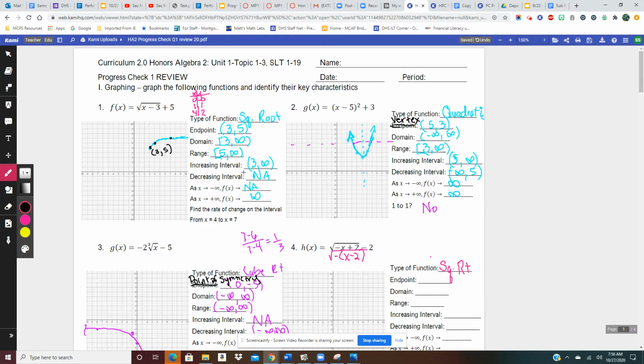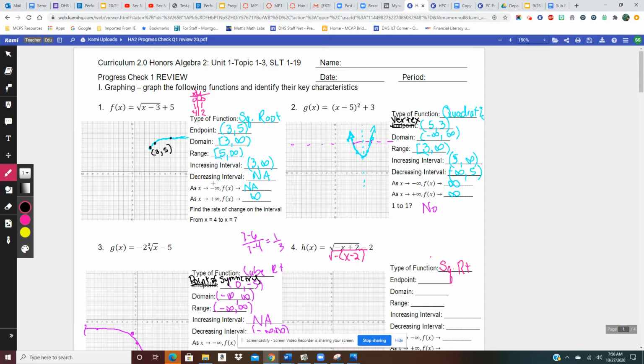For the increasing interval, it's increasing the entire time. So we say that it increases along the domain. So it is increasing along the domain of 3 to infinity, but we don't need the bracket here because we're just saying it's starting at 3 and going to go from there. Okay, your decreasing interval, you're reading from left to right, so it never decreases.